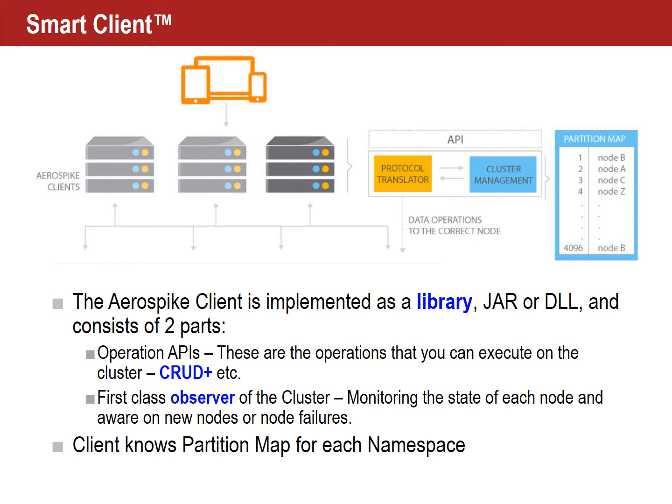state of the cluster by polling each node. It is aware of new nodes being added or any node failures, and it knows the partition map for each namespace. So it knows exactly where each record is, and that's what gives it the single hop to data.